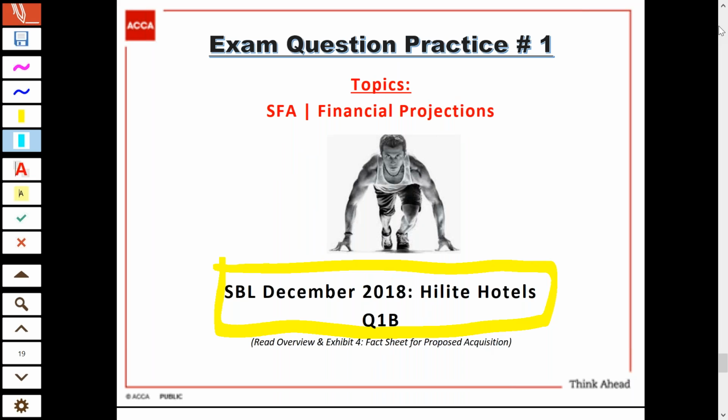Right. Welcome back from the break. Before the break, we talked about the SFA framework. Then we talked about financial projections. Then we talked about report format. And then we talked about evaluation skills under professional skills.